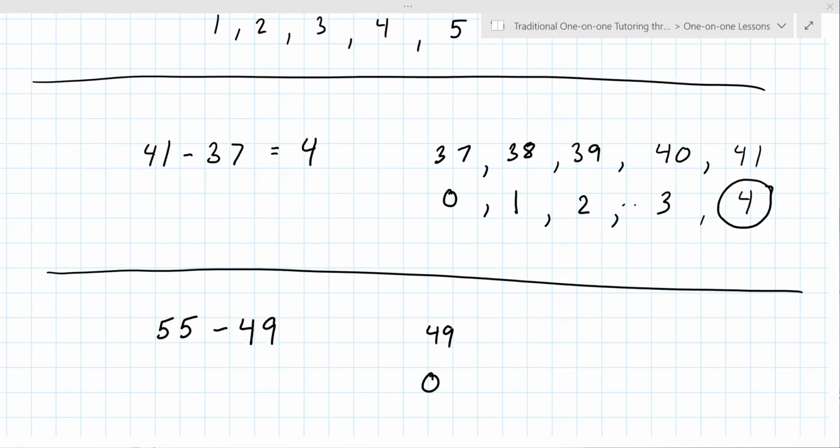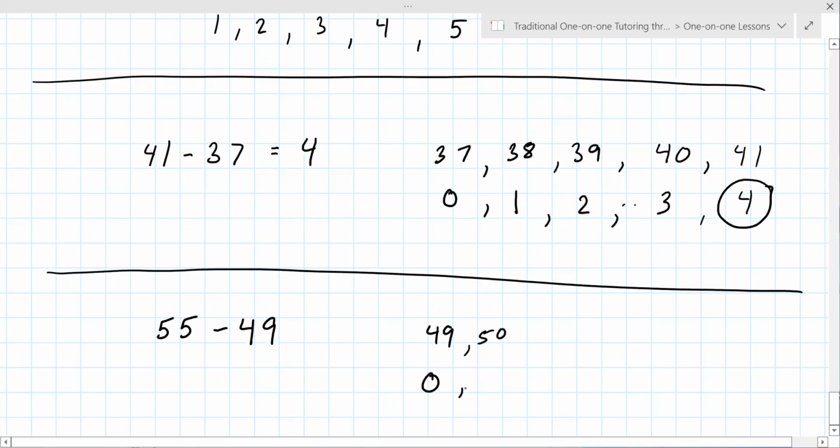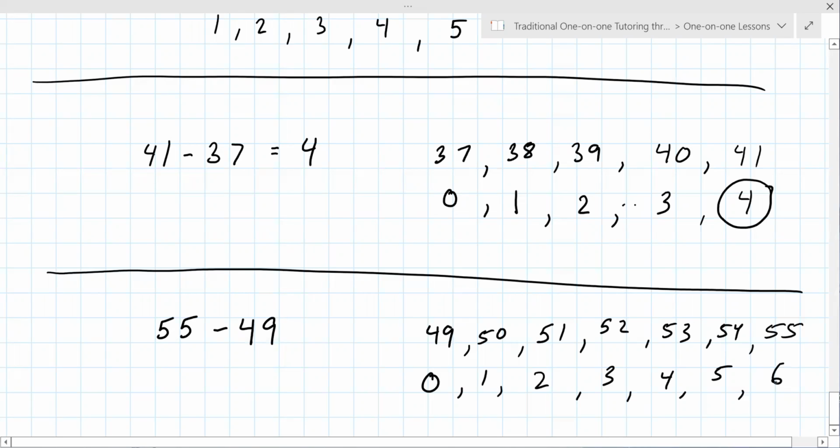Yes. Okay, you can keep track with your fingers, you can write it down. 50 would be 1. What would 51 correspond to down here? 2. 52 corresponds to 3. 53 corresponds to 4. 54 corresponds to 5. Is 55 the same as 54? No, you got to keep going. You got to keep going to 55, and that's 6. So this equals 6.